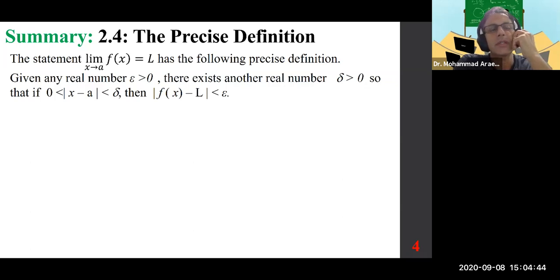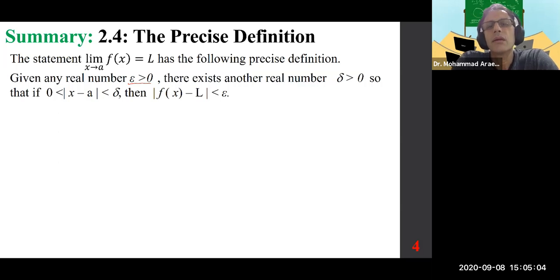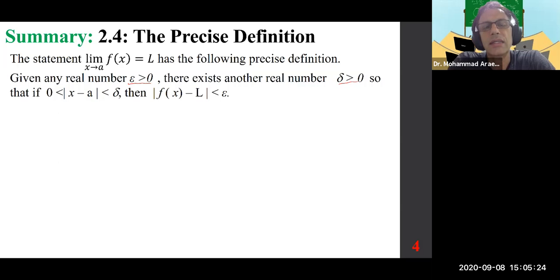The statement of the limit of f of x as x approaches a equals L has the following precise definition. Given any real number epsilon larger than 0. This is read epsilon. Epsilon meaning a small number. There exists another real number, delta, which is also a positive value. It's a minute number. So that if the absolute value of x minus a is less than delta, then the absolute value of f of x minus L is less than epsilon.